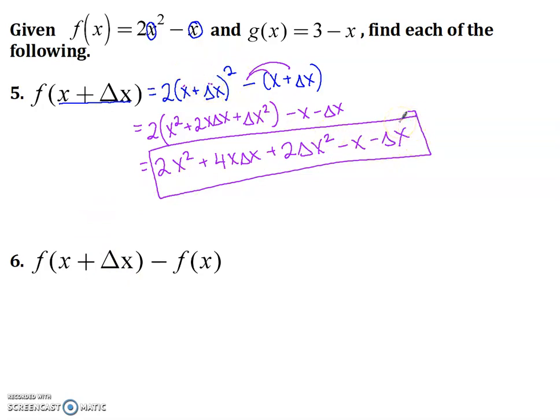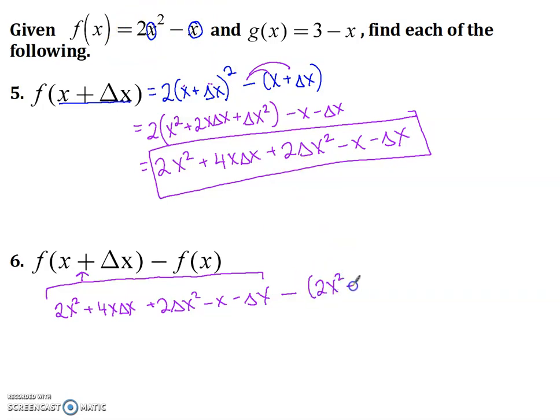Now number 6, number 5 is going to carry over to number 6. So this time we have f of x plus delta x, which is what we just found here, minus f of x, which is just the regular equation. So I'm going to take my 2x squared plus 4x delta x plus 2 delta x squared minus x minus delta x. All of this is what we just found, the f of x plus delta x. Now we're going to subtract f of x, which is just the 2x squared minus x.